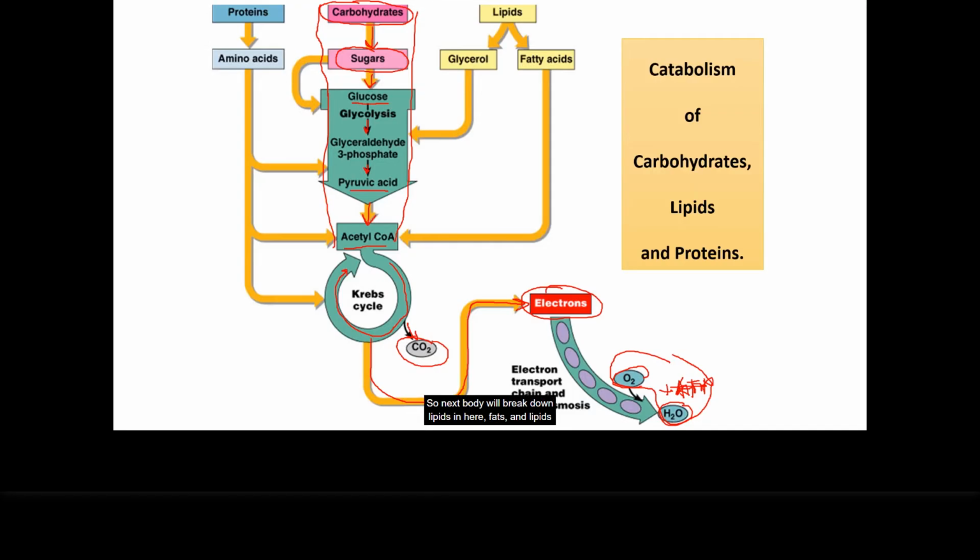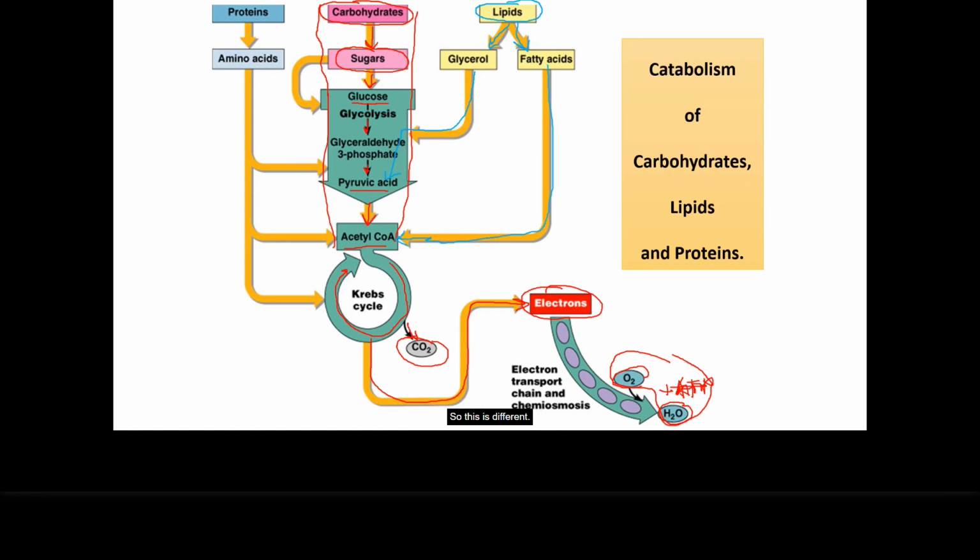So next, the body will break down lipids, fats. Lipids and fats will be broken down to glycerol and fatty acids, and glycerol will be used to produce pyruvate. So we will skip glycolysis. This is what is happening in here, and fatty acids will be used to produce acetyl-CoA.